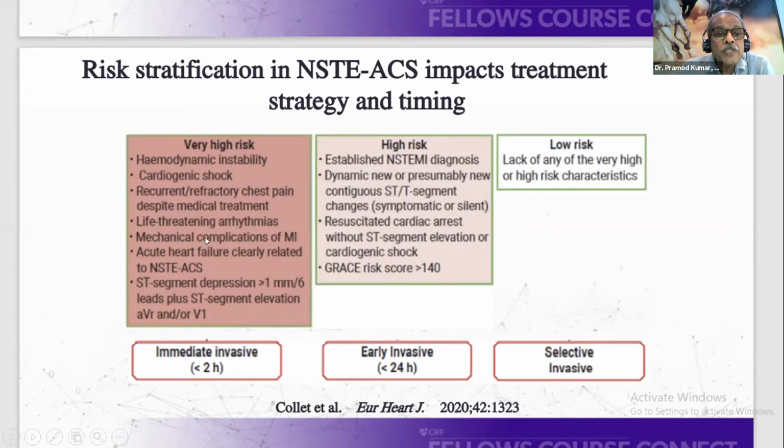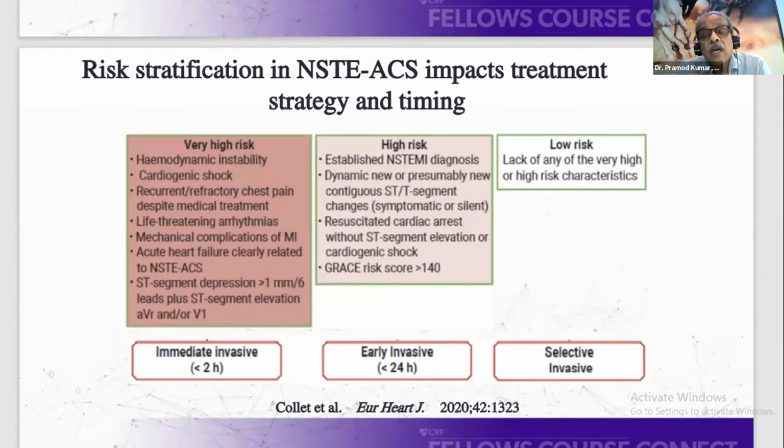Now, the very high risk group is actually now being treated as ST elevation MI and needs an immediate invasive angiogram in less than 2 hours. The high risk group can wait. You can start your treatment and they should undergo angiography within 24 hours. Low risk, you don't need to do anything urgent. You have to do non-invasive stress testing and other things to find out whether there is a significant coronary artery disease or not.